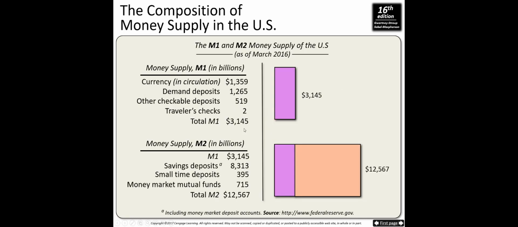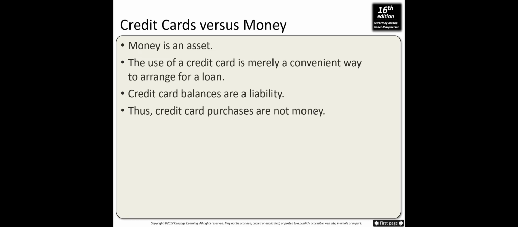You can see here the US money supply. M1 is around 3.1 trillion as of March 2016, and M2 includes everything in M1 plus other assets, therefore it is 12.5 trillion. One important point that you need to remember: credit cards are not money. Money is an asset, but credit cards are debt. The use of a credit card is merely a convenient way to arrange for a loan. Credit card balances are a liability, thus credit card purchases are not money.